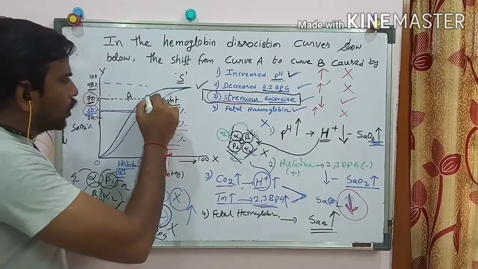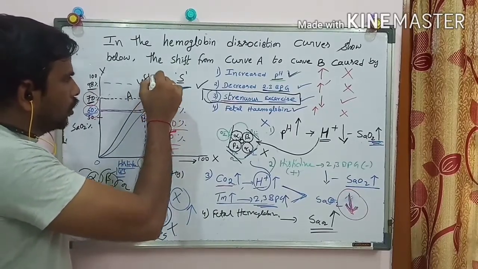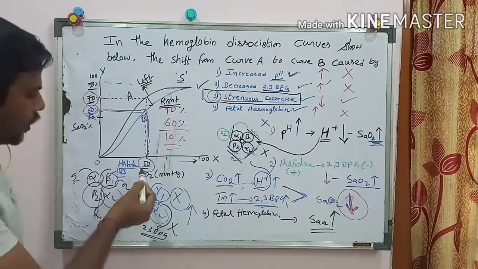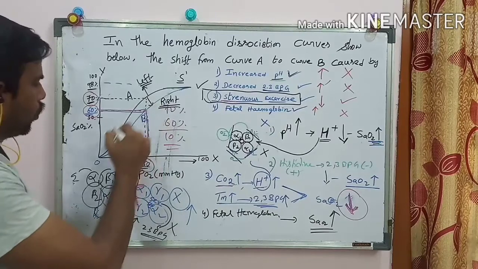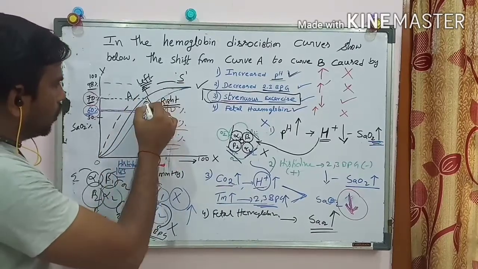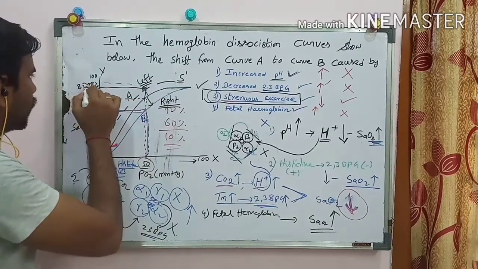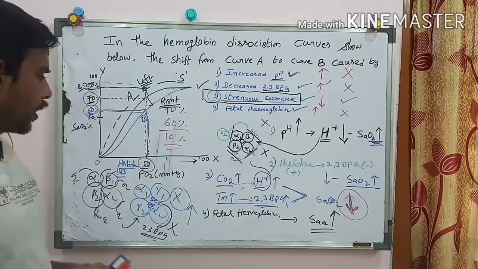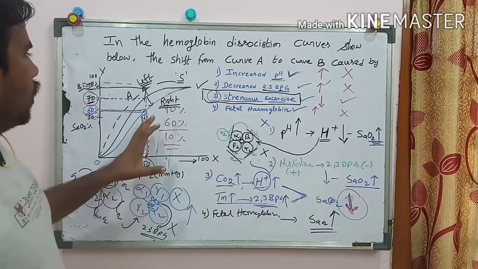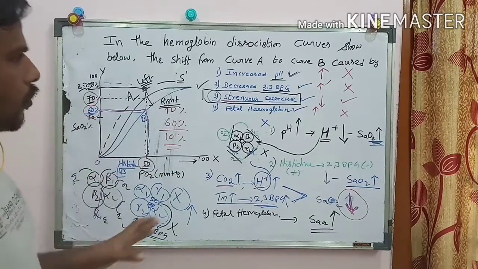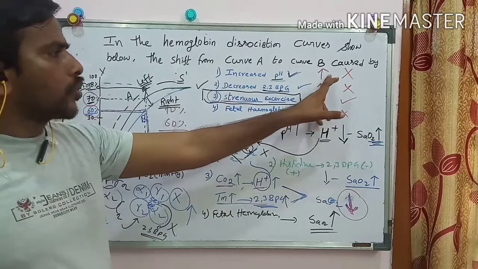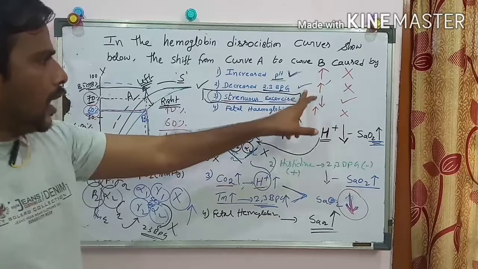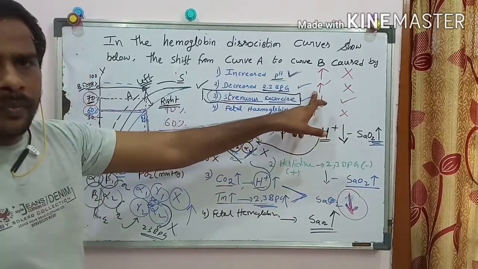And if the curve is shifting towards the left, it is all the opposite conditions. That means if you see at the same PO2 of 50, if you take one more curve here, you can compare that up to 85% of hemoglobin is saturated with oxygen at the same PO2. During that condition, when the curve is shifting towards the left, there will be more saturation, increased pH, that means fewer H plus ions, and decreased 2,3-BPG, right?